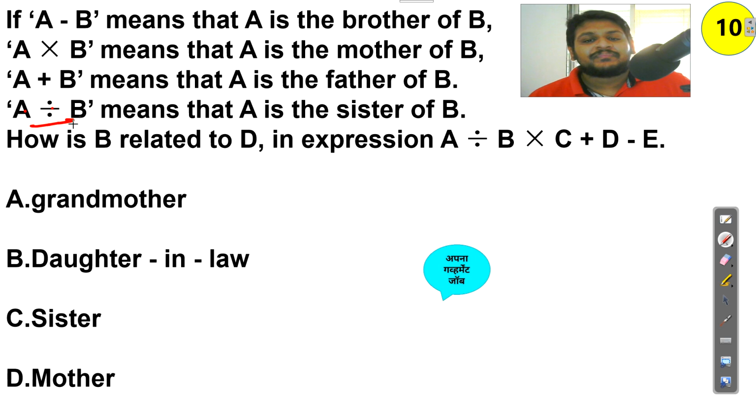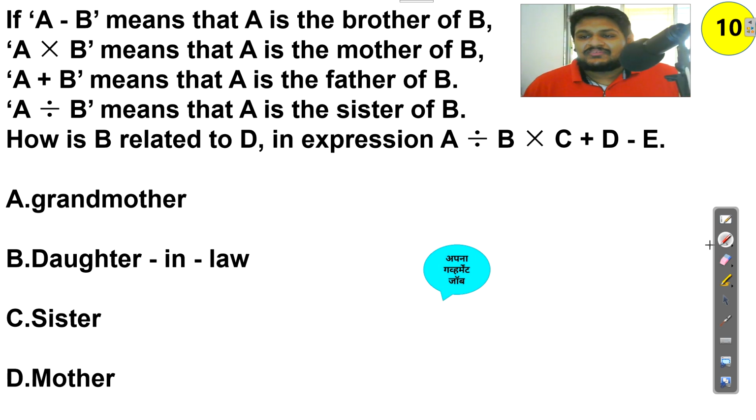Okay, straight away. It is not given that B is the sister of E. Just remember this point for this type of question. So now, one by one, we will start.